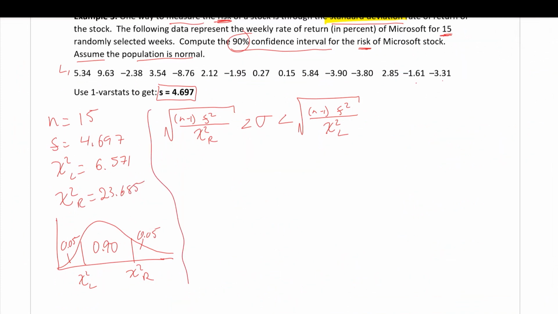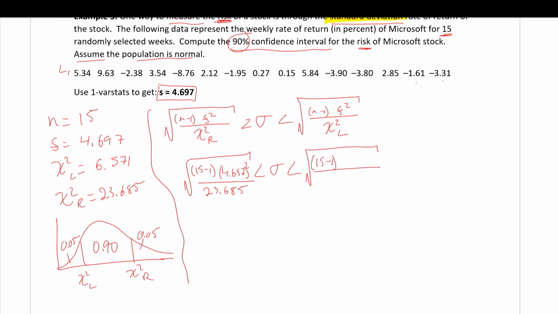Okay. So now it's just a simple matter of correctly plugging this into your calculator. All right, we need a square root. N minus 1 is 15 minus 1. I'll do this in multiple steps. S squared is 4.697 quantity squared. Denominator here. Now, you're not going to square this number. It's already technically squared. Think of that as just more of a notation. So we're just putting in 23.685. You don't have to square that at all. Just think of that chi-squared being a notation. It makes your life a little easier if you think of it that way.